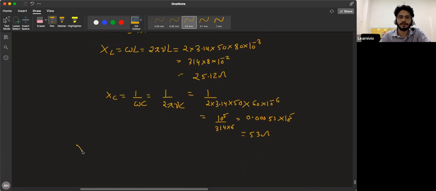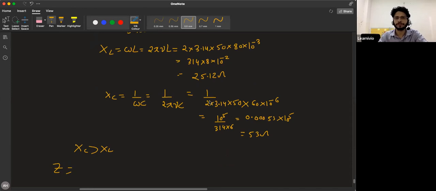So XC is greater than XL. If XC is greater than XL, then what is the formula for impedance here, Anshika? What is the formula for impedance in the LC circuit? Arpit? Sir, XC minus XL. This is XC minus XL.